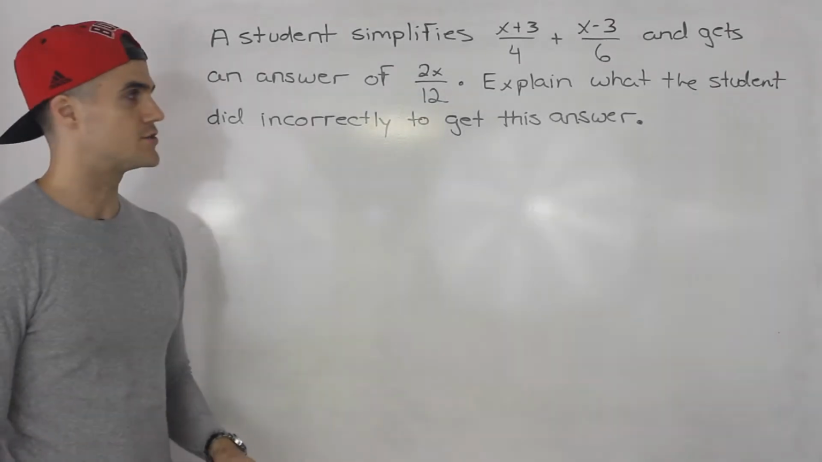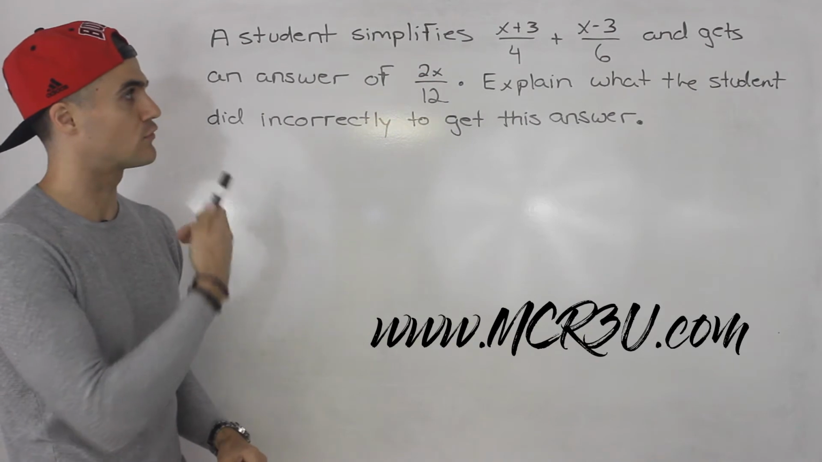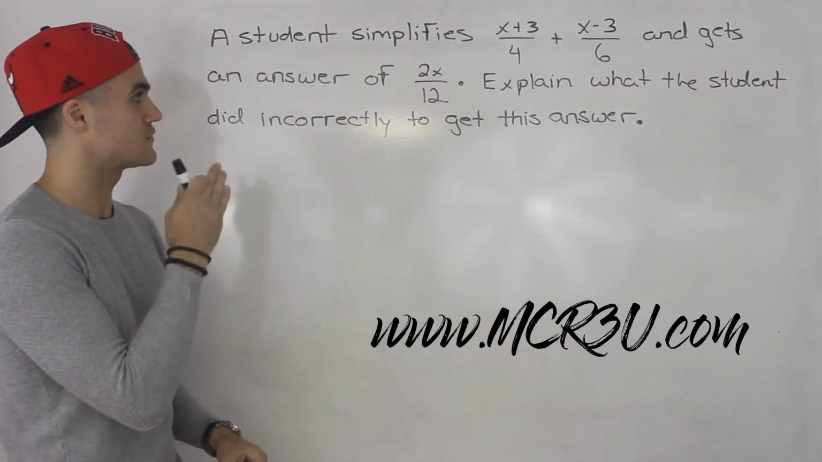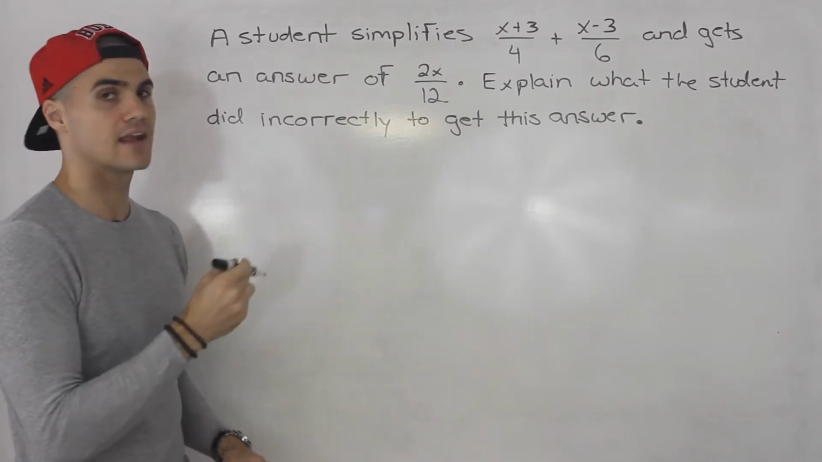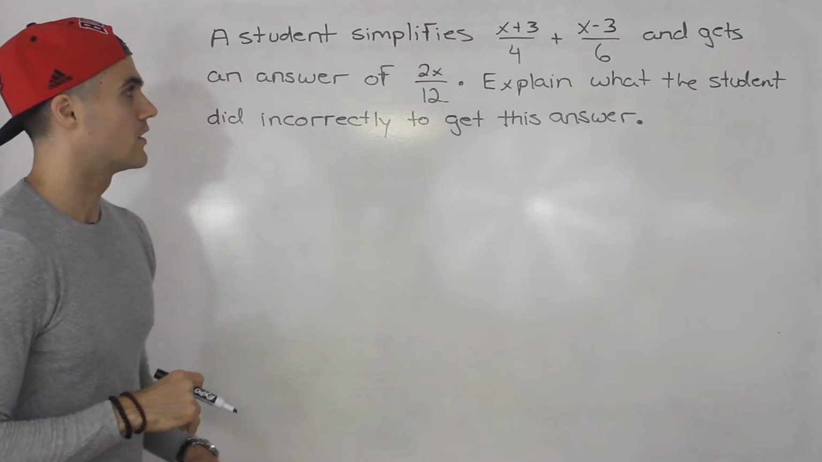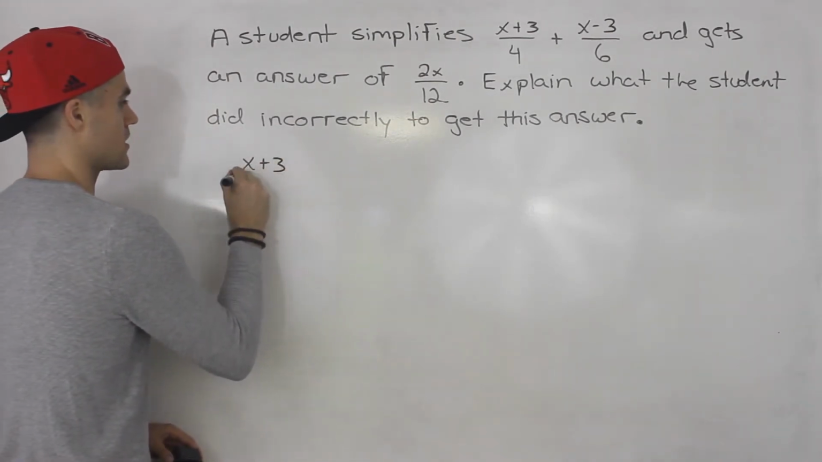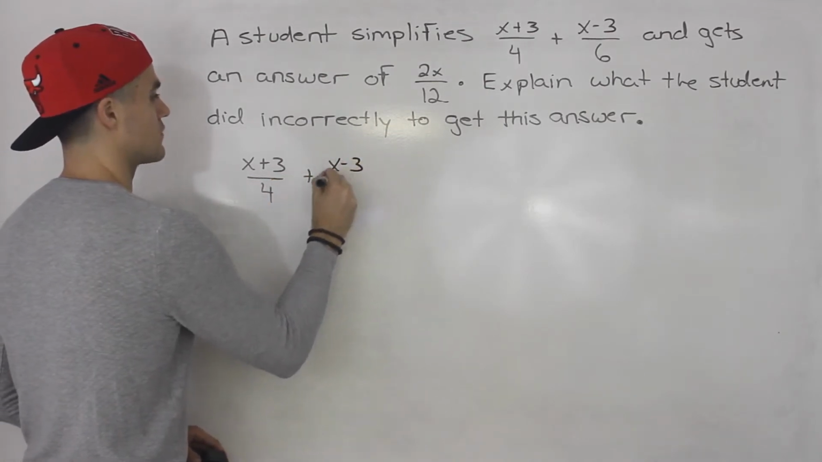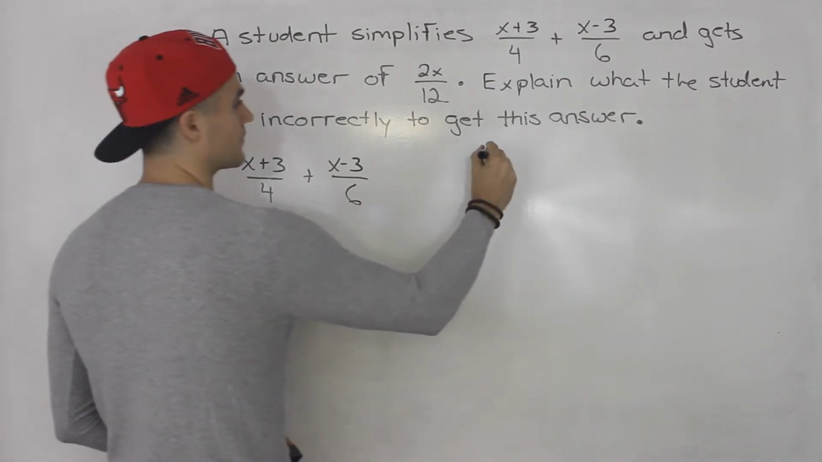In this video, we're going to do a communication type of question. A student simplifies (x + 3)/4 + (x - 3)/6 and gets an answer of 2x/12. Explain what the student did incorrectly to get this answer. So they had (x + 3)/4 + (x - 3)/6, and they ended up getting this answer, 2x/12.